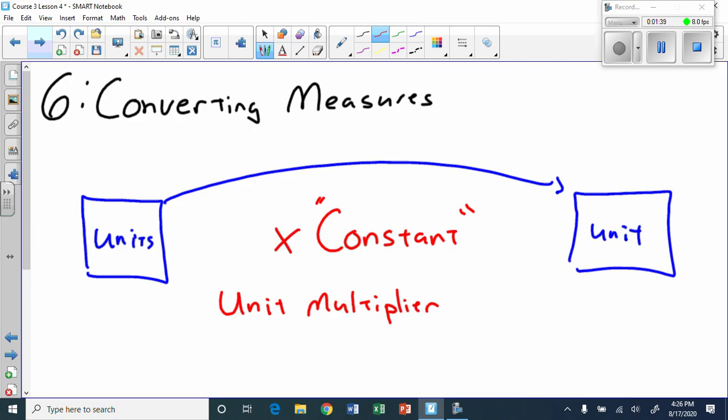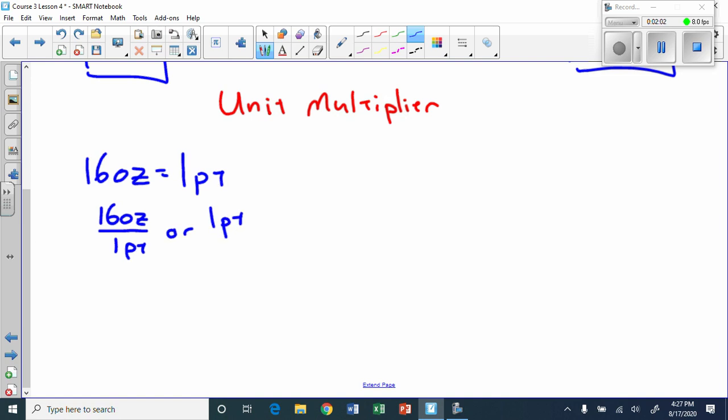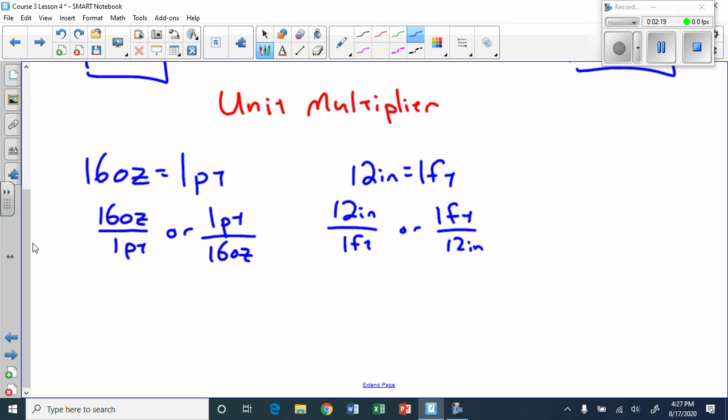And what you see on page 37 gives us a bunch of constants. If you see how on page 37 it says 16 ounces equals 1 pint. That becomes my unit multiplier. It could be 16 ounces over 1 pint, or we could be talking 1 pint over 16 ounces. And I would use that as my multiplier. It says 12 inches equals 1 foot. Well, 12 inches over 1 foot, or I could use 1 foot over 12 inches.